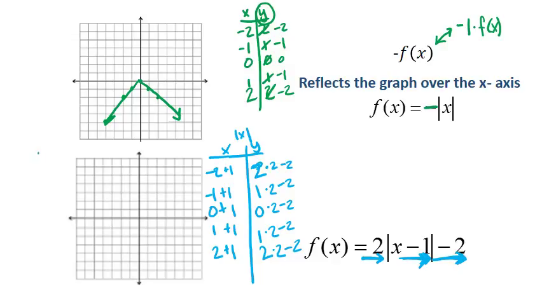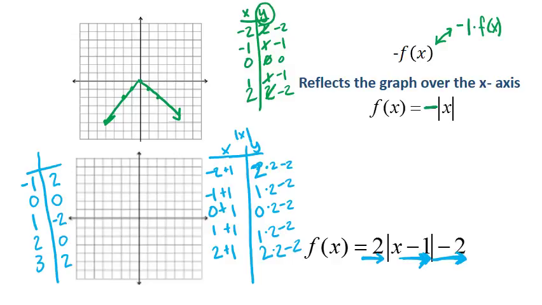Let's take a look at what our new table would look like. On the left side, -2 plus 1, -1 plus 1, 0 plus 1, 1 plus 1, 2 plus 1. On the right side, 2 times 2 is 4, 4 minus 2, 2. 1 times 2 is 2, 2 minus 2, 0. 0 times 2, 0. 0 minus 2, -2. 1 times 2 is 2, 2 minus 2, 0. 2 times 2 is 4, 4 minus 2 is 2.